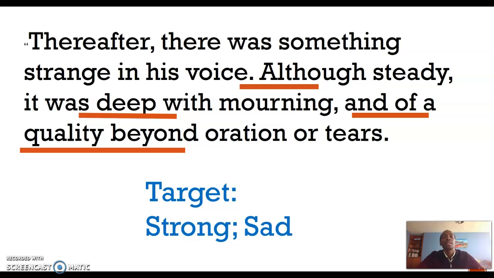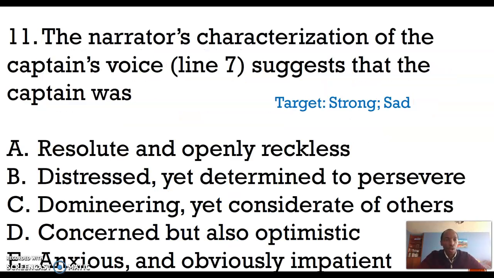In my own words, that means that the captain is strong and sad, right? Those are the words. You don't spend too long coming up with a fancy synonym. Just very quickly, in your own words, what is the target? Strong and sad. Then I take my target and I eliminate what's obviously wrong. E is obviously wrong. It says nothing about him being anxious or being impatient. A is obviously wrong. There's nothing about reckless. So which one matches my target most clearly? That is B, distressed yet determined to persevere.